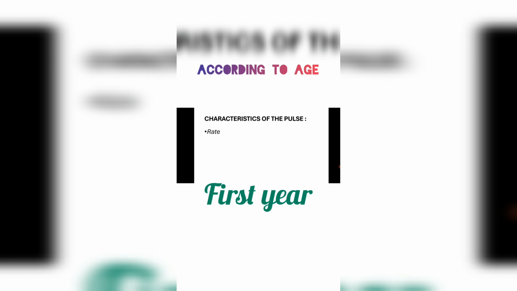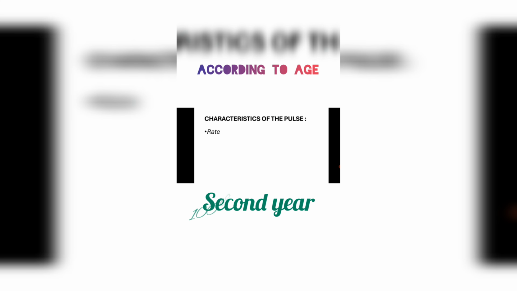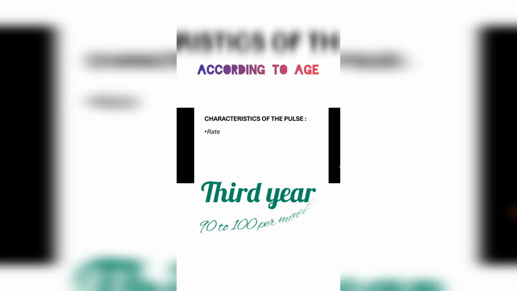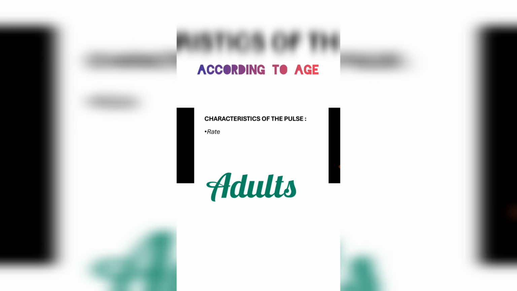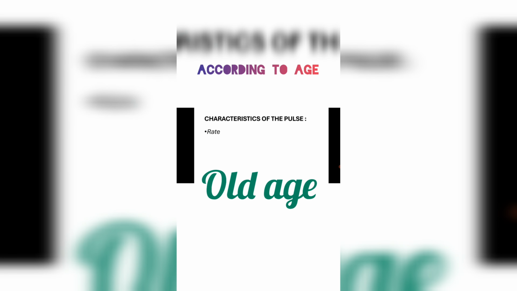Then first year, 115 to 130 per minute. Then in the second year that will be 100 to 115 per minute. Then in the third year that will be 90 to 100 per minute. Then when the child is about 4 to 8 years, the pulse rate will be 86 to 90 per minute. And in case of 8 to 15 years, the pulse rate will be 80 to 86 per minute. And in case of adult, the pulse rate will be 70 to 80 per minute. And in case of old age, that will be 60 to 70 per minute.